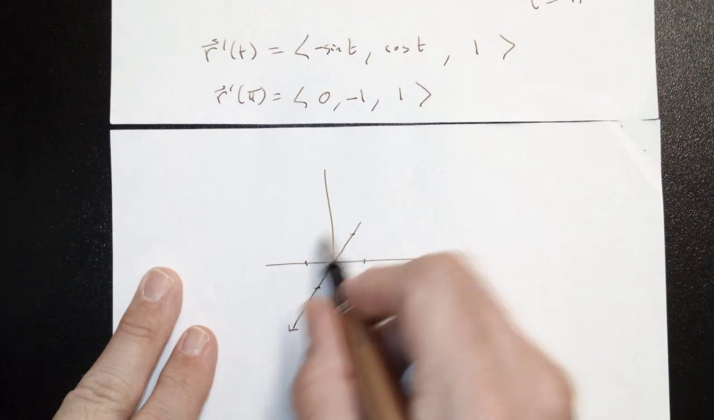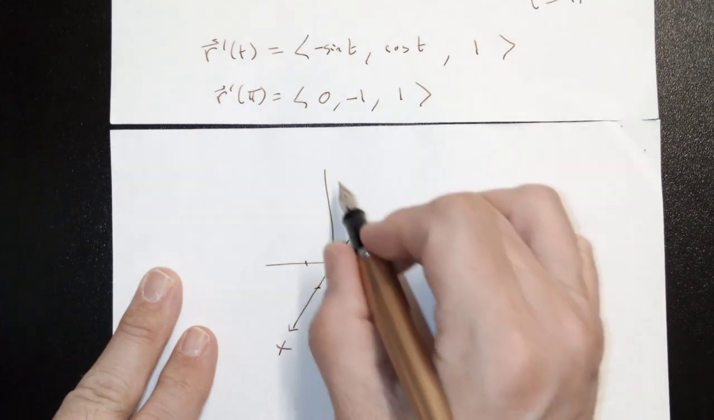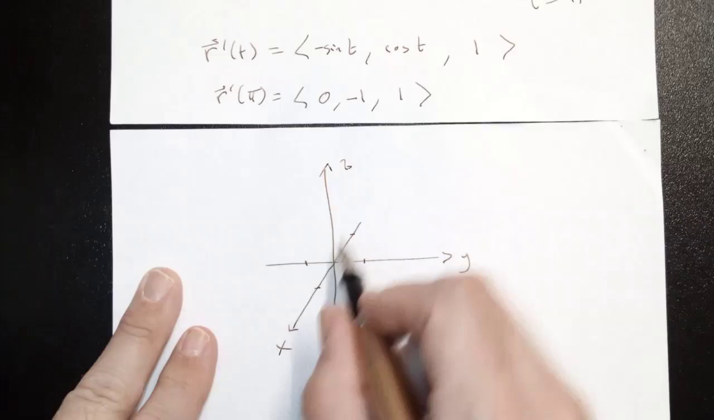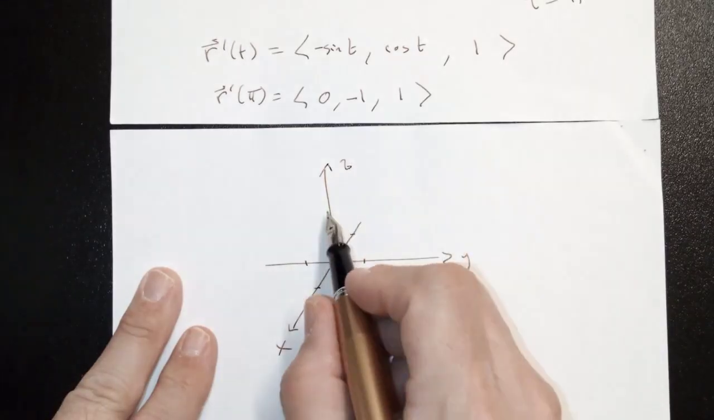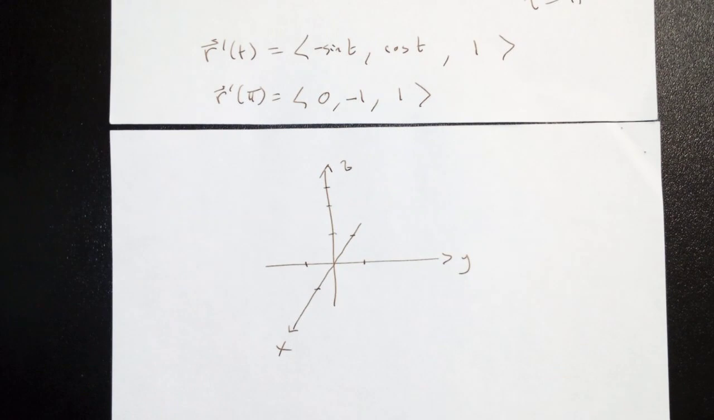These marks are all 1 unit out. So I have 1 in the x, 1 in the y, 1, 2, 3 in the z. So far, so good? Now the helix starts at 1, 0, 0.